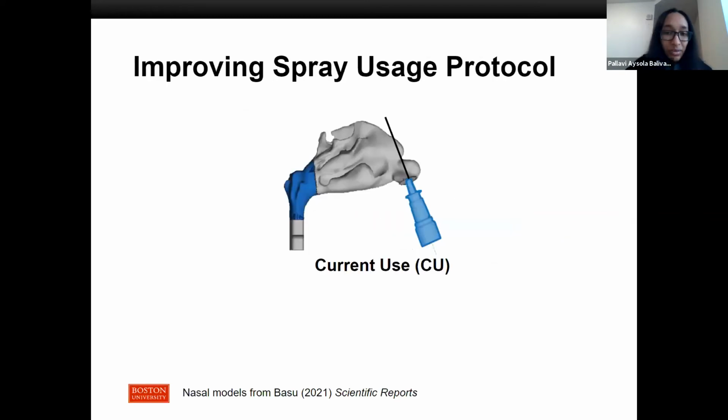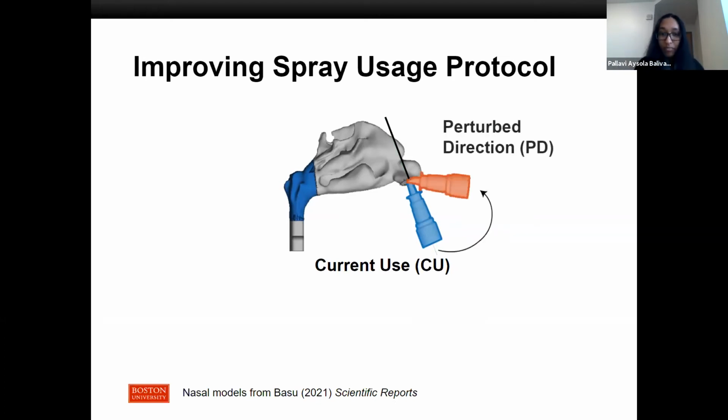And so just intuitively looking back at the model, most of the particles look like they're going to get trapped in the initial regions of the nasal cavity and probably won't make it back to the nasopharynx. So we also saw this in our data. There was a lot of off-target deposition. So one way we wanted to try to fix that is to change the angle of the nasal spray.